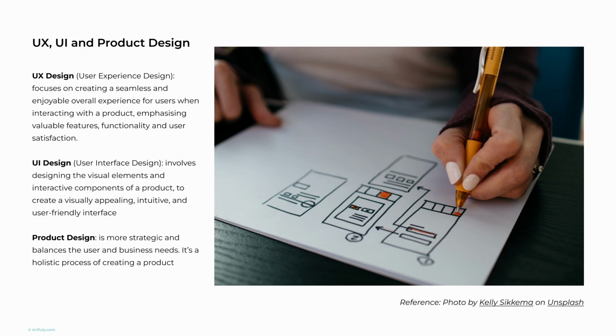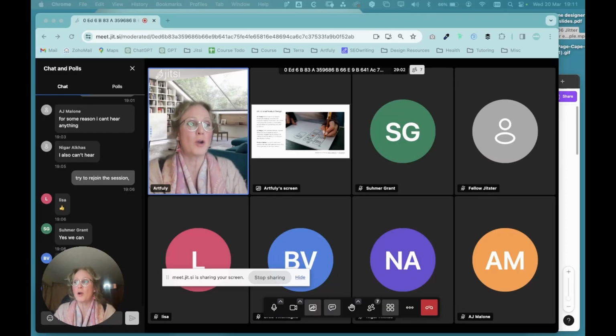So UI design involves designing the visual elements and interactive components of a product. For example, a button that is unpressed, pressed, focus states of various things as well. And focusing on creating visually appealing, intuitive, user-friendly interfaces. And then you've got product design. The difference with product design is it's a lot more strategic, and it's more balancing the user and the business needs. And it's a holistic process of creating a product or a whole suite of products that interact together.